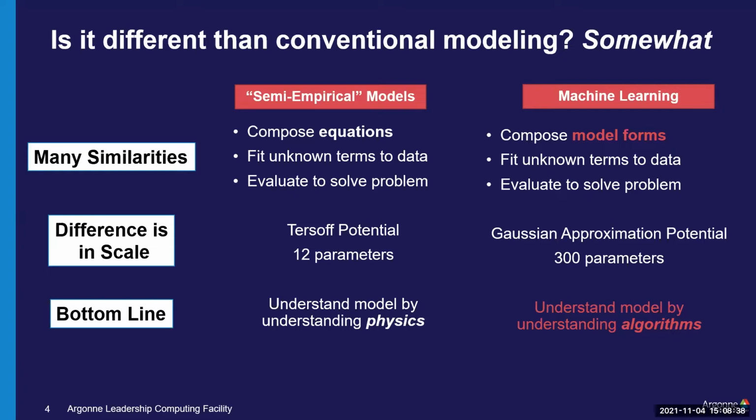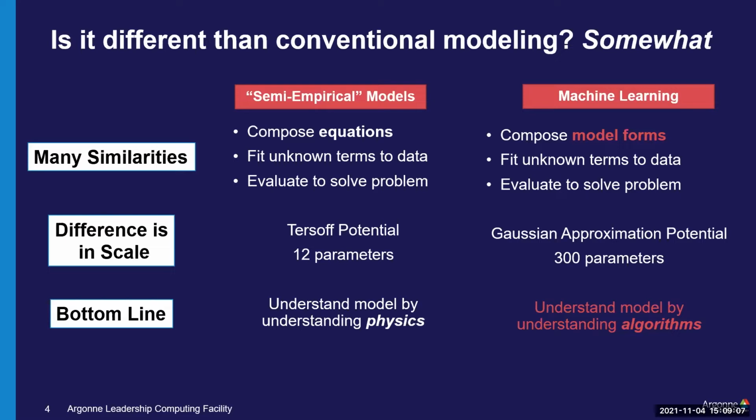the Tersoff model, for those who aren't already familiar, is a way that we describe bonding in materials like silicon. It's got 12 parameters in it, most of which have a very precise physical meaning behind them. In contrast, a machine learning model that's used to model a very similar problem, bonding in silicon, has over 300 parameters.